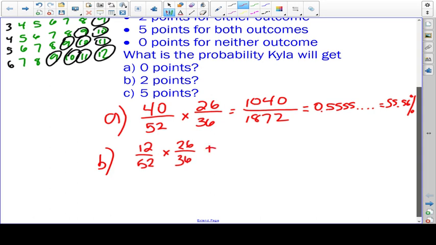But the alternative can happen too. You might not get the point on the card, but you might get the point on the dice. Just so we're clear here, I'm going to label this. This is point on the card, but not on the dice. This is not a point on the card, but a point on the dice. And in part A, it was no points on either one of them.